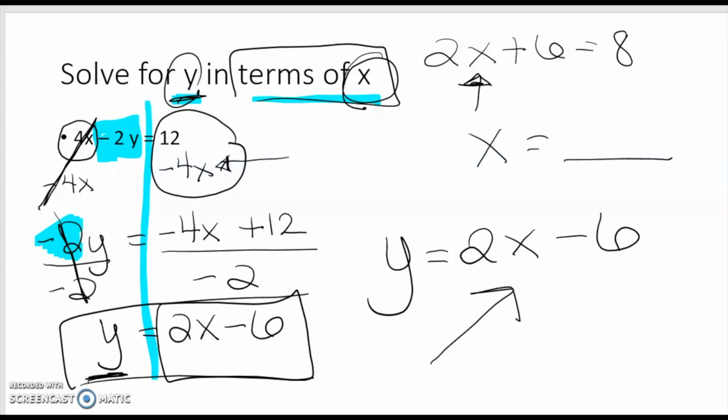We're going to learn that this is a really special form of an equation, and it's going to become one of your favorites because graphing it is going to be really, really fun. So here we go. Let's practice doing some graphing.